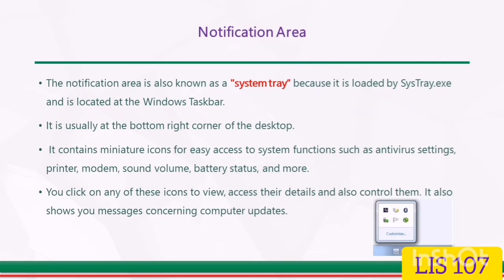Next is the notification area. This notification area is known as the system tray. A lot of times it's hidden. You have to click on it and then it brings up other icons. It contains mini icons, and the kind of icons it contains are usually system functions such as the antivirus settings, the printer, the modem, the status of your battery, and much more. You can click on these icons to view and access them. It also shows you some messages concerning your computer updates.